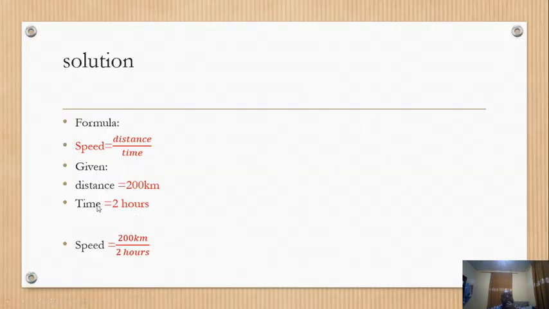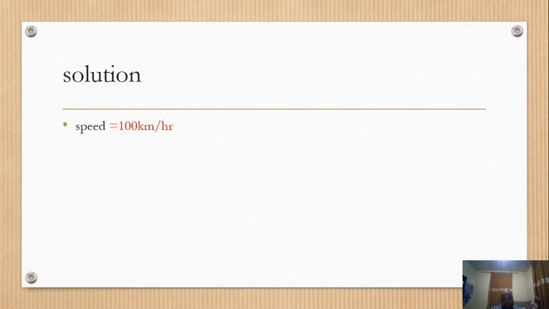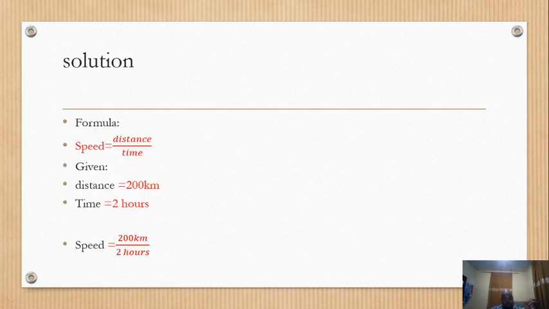So let's just use the formula. Speed equals distance divided by time. Our distance is 200 kilometers, divided by our time, which is 2 hours. So 200 kilometers divided by 2 hours. It's 100 kilometers. How?